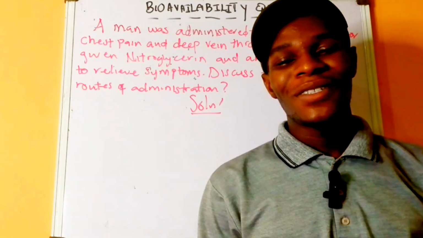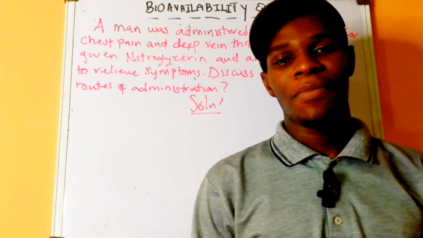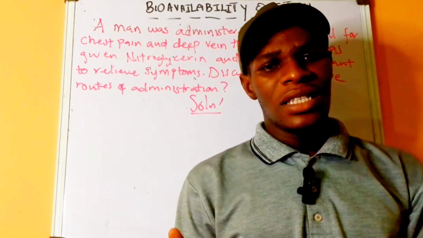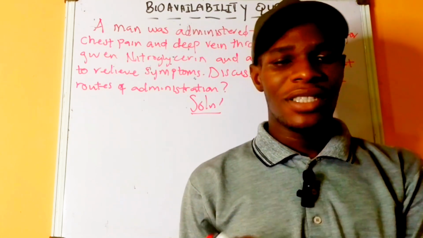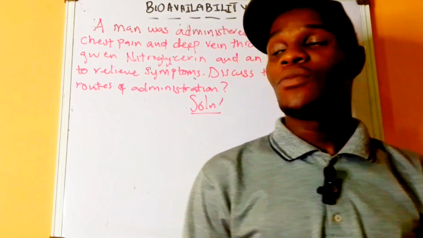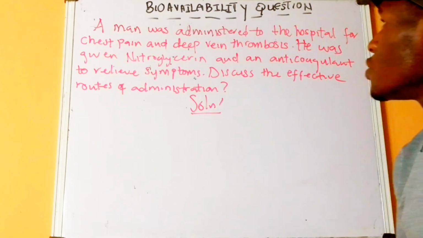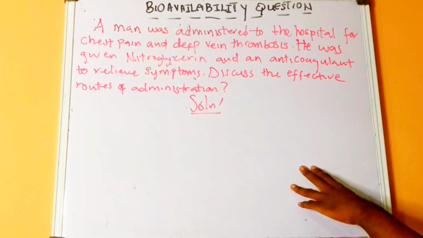We are going to be learning about bioavailability and routes of administration. Basically, bioavailability is the fraction of the drug that reaches the systemic circulation, or that reaches the bloodstream, in its unchanged form. And we are looking at the bioavailability question, also discussing the routes of administration.